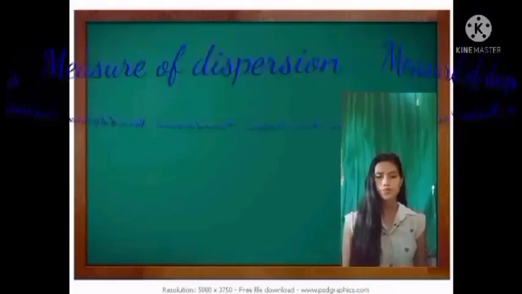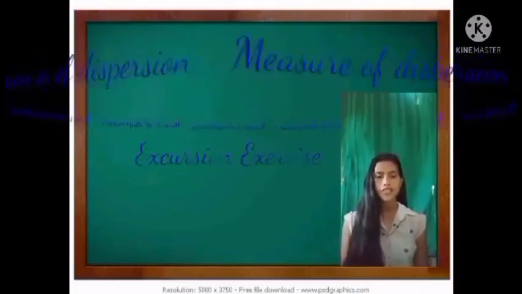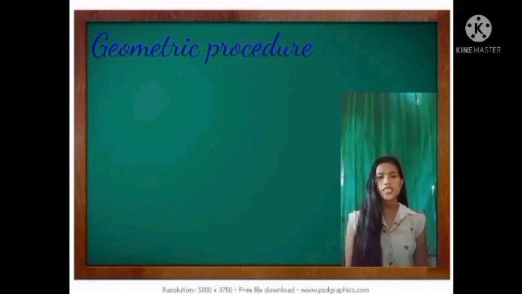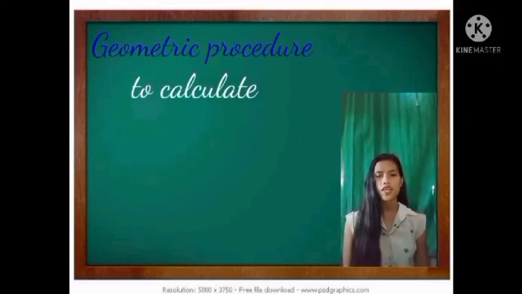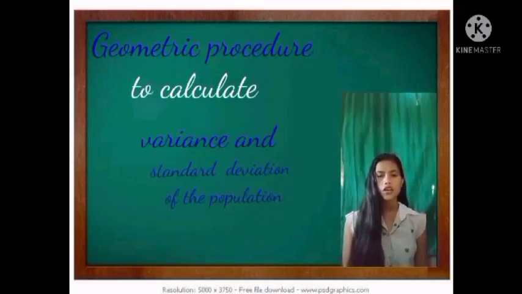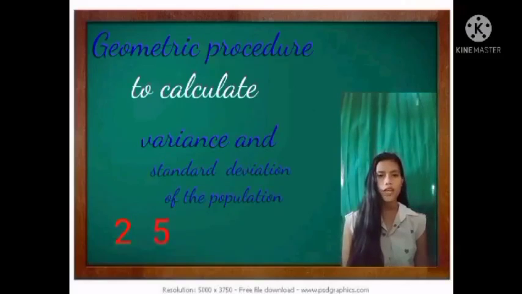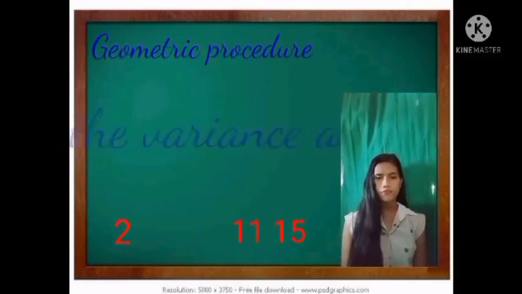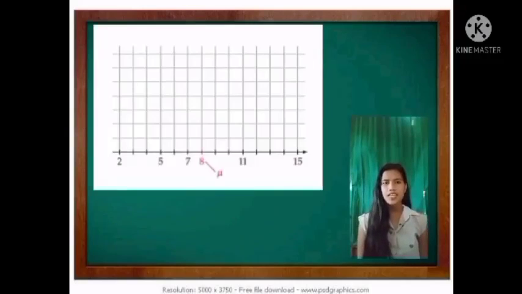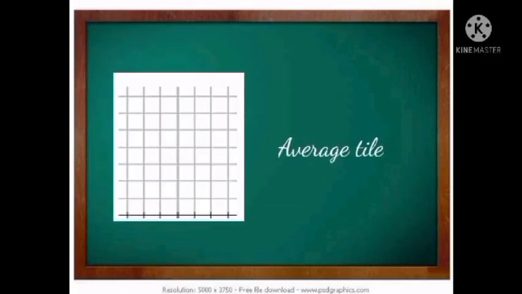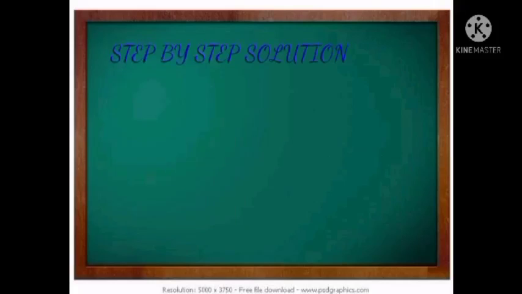Measure of dispersion, exercise. This exercise makes use of the geometric procedure just explained to calculate the variance and standard deviation of the population 2, 5, 7, 11, and 15. This figure shows the given set of data labeled on a number line along with its mean, which is 8. Step-by-step solution.